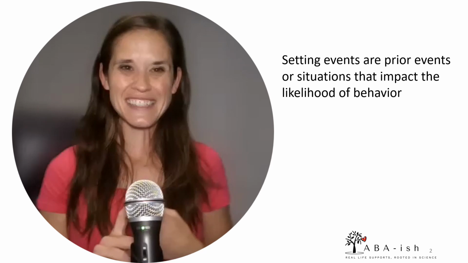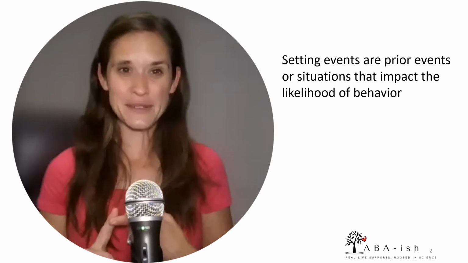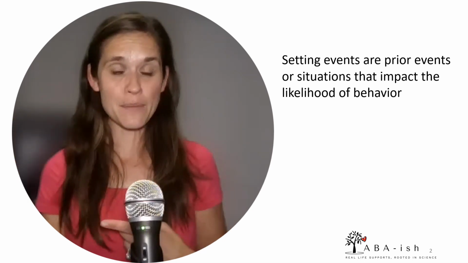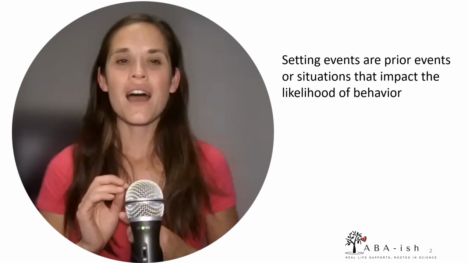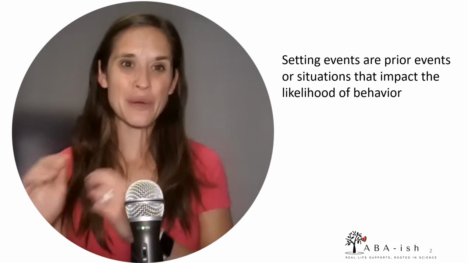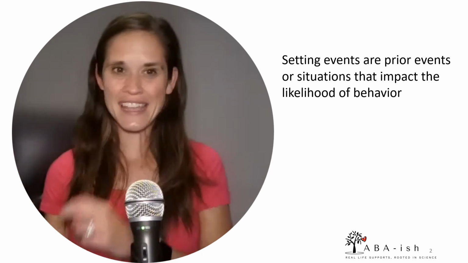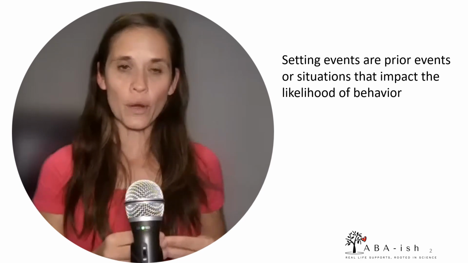So, common antecedents might be saying no. So, your kid asks if they can have something, you tell them no, and all of a sudden you get some problematic behavior. The antecedent would be telling them no. Maybe presenting work at school is an antecedent to avoidance behavior, to refusal and saying no and leaving the classroom. That antecedent is presenting that work.